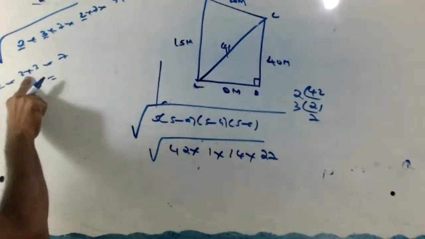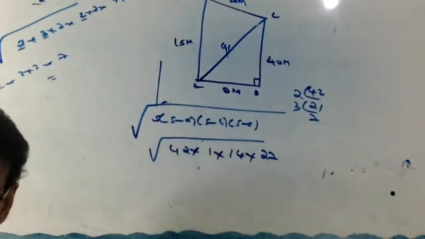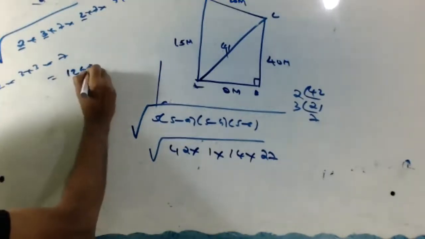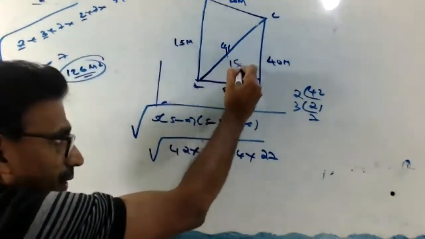21 into 2, 21 into 6, how much? 1, how much the 21 into 6, how much? 126 meter square. Then this one, this area 180, you add it.